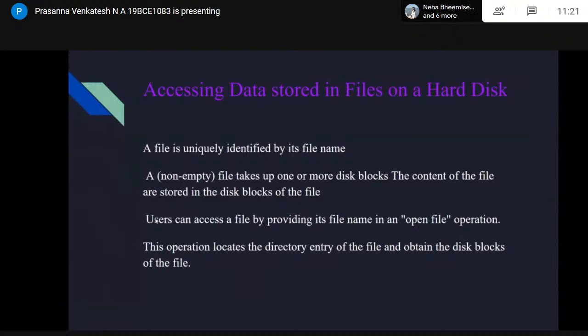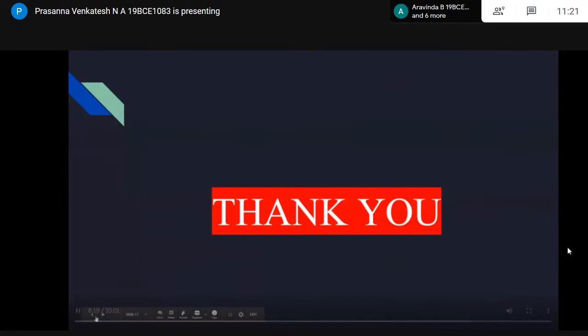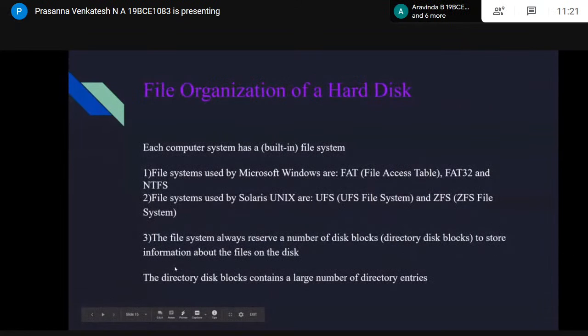Big companies like Microsoft and the parent company of Linux use file systems differently. Microsoft Windows uses FAT32 and NTFS for file system handling. And Unix, the parent of Linux, uses the UFS file system and the ZFS file system.